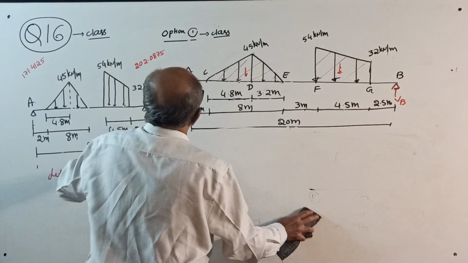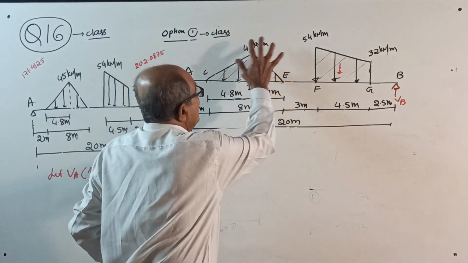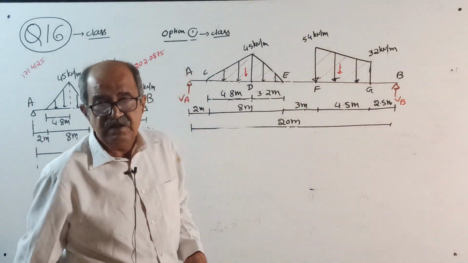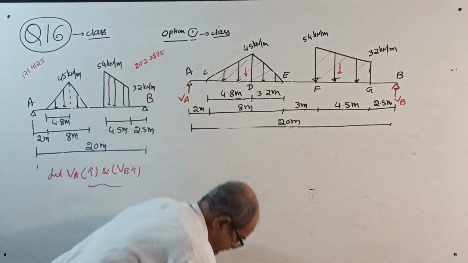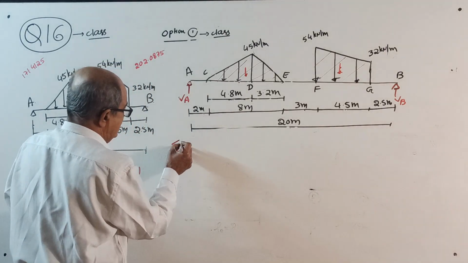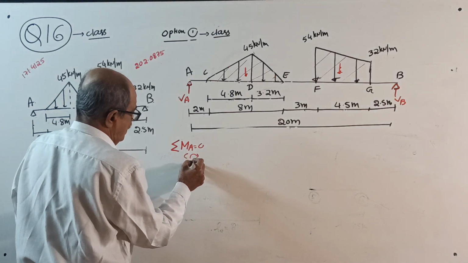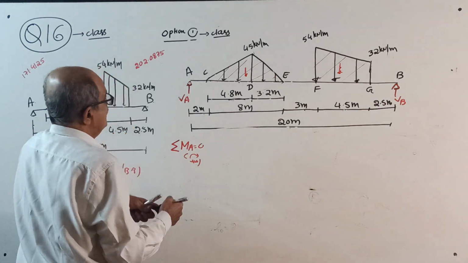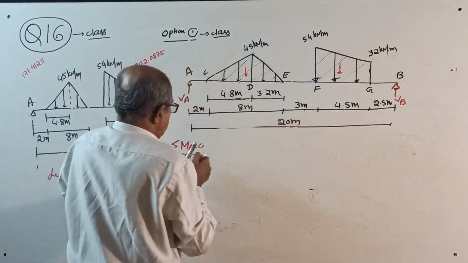Solution 1: we will consider the full triangle, both as one single triangle and trapezium. Okay, start. This is a lengthy question, and today's class has only one question. Sigma M about A equals 0. Take clockwise positive. Moment about A: minus VB into 20.